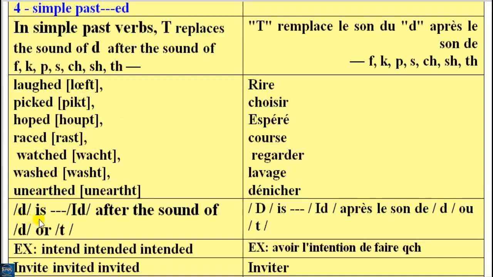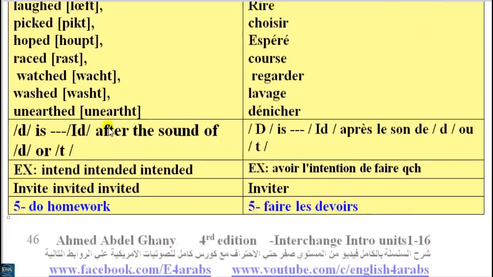ED is pronounced "ed" after the sound of D or T. Intend, the verb ends with D. Intended. So ED becomes "ed". Intend, intended. Invite, invited.